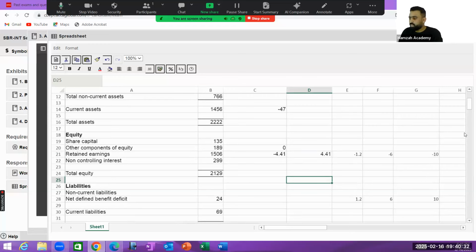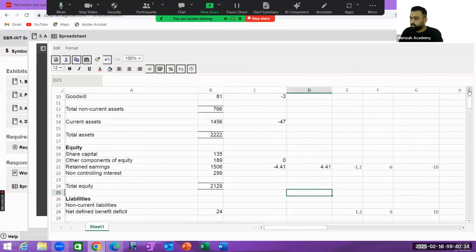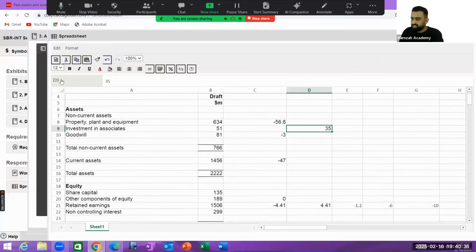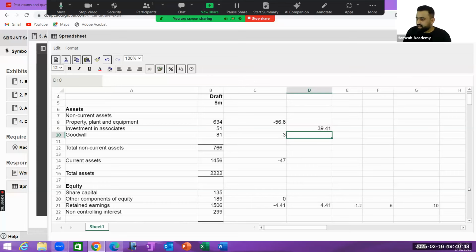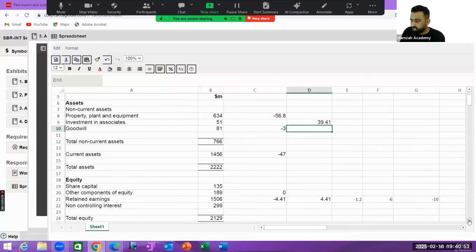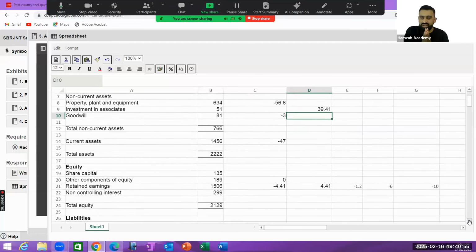It would be the same, and at the same time, this 4.41 will increase the value of the associate company by 4.41. Investment is debited and retained earning would be credited. So that would be the adjustment in the group retained earning relating to the derecognition of the B company as a subsidiary and the recognition of the B company as an associate under the equity method.